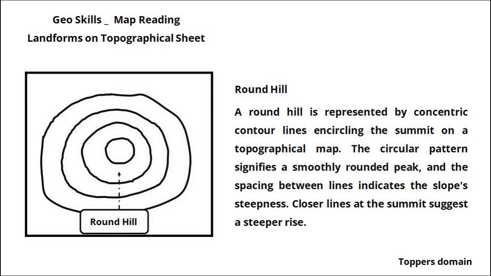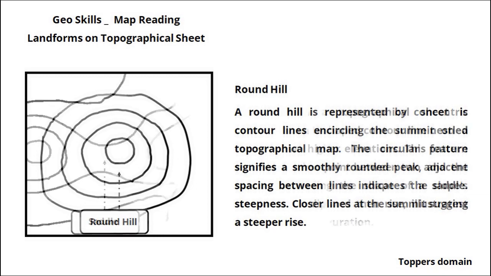The round hill. A round hill is represented by concentric contour lines encircling the summit on a topographical map. The circular pattern signifies a smoothly rounded peak, and the spacing between lines indicates the slope's steepness. Closer lines at the summit suggest a steeper rise.